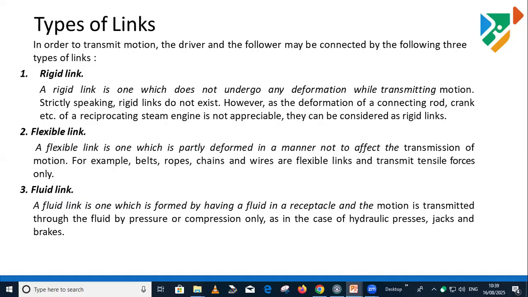Then the third type is the fluid link. A fluid link transfers the motion with the help of fluid. You can use either pneumatic fluid or hydraulic fluid. With the help of pneumatic fluid pressure and hydraulic fluid pressure, you can achieve motion between two components, like the examples of hydraulic press and jacks.